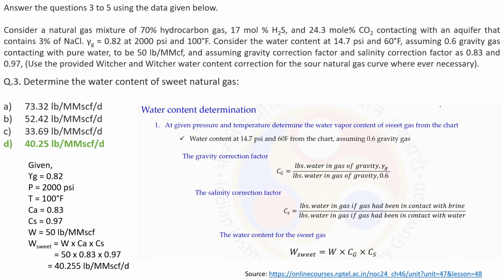the total water content is equal to 50 lb per mmcf and the correction factors are also given to us, that is the gravity correction factor equal to 0.83 and the salinity correction factor equal to 0.97. So from this equation we can find the water content for the sweet gas. The W value is known, that is 50 lb per mmcf. CG and CS values are also known to us, those are the correction factors. We will put those values and from that we will get the water content of sweet natural gas, that is 40.255 lb. So that is option D.